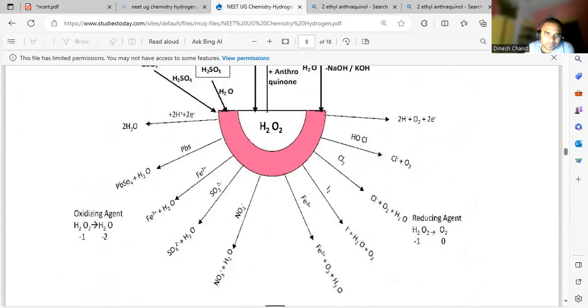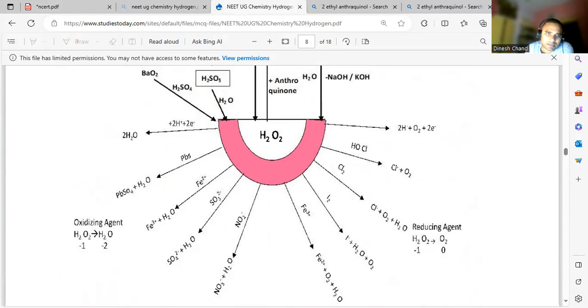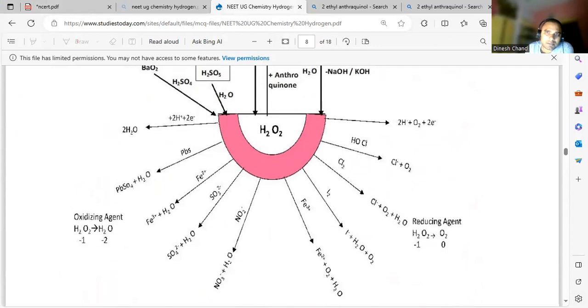See, first one, what if PbS is there? If you are taking PbS, it will give PbSO4. So Pb S is -2, here it is +6. So it oxidizes. Yes or no?